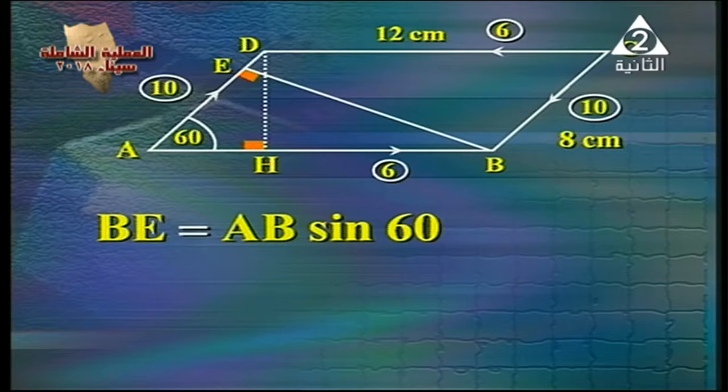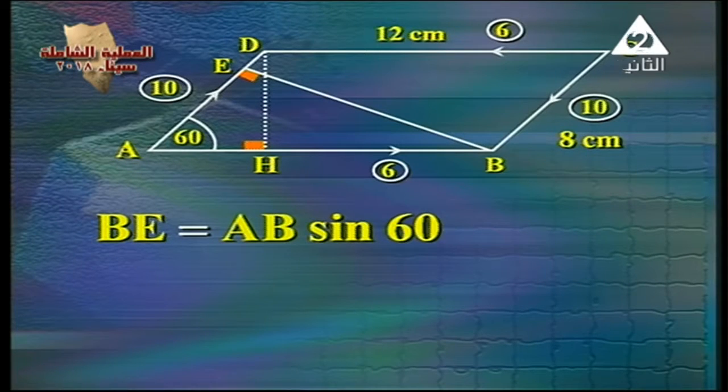What is BE? Look, BE equals AB sine 60. Why? Look at triangle ABE. It has angle A of 60 degrees and angle E equal to 90 degrees, then sine 60 equals opposite over hypotenuse, BE over AB, then BE equals AB sine 60.